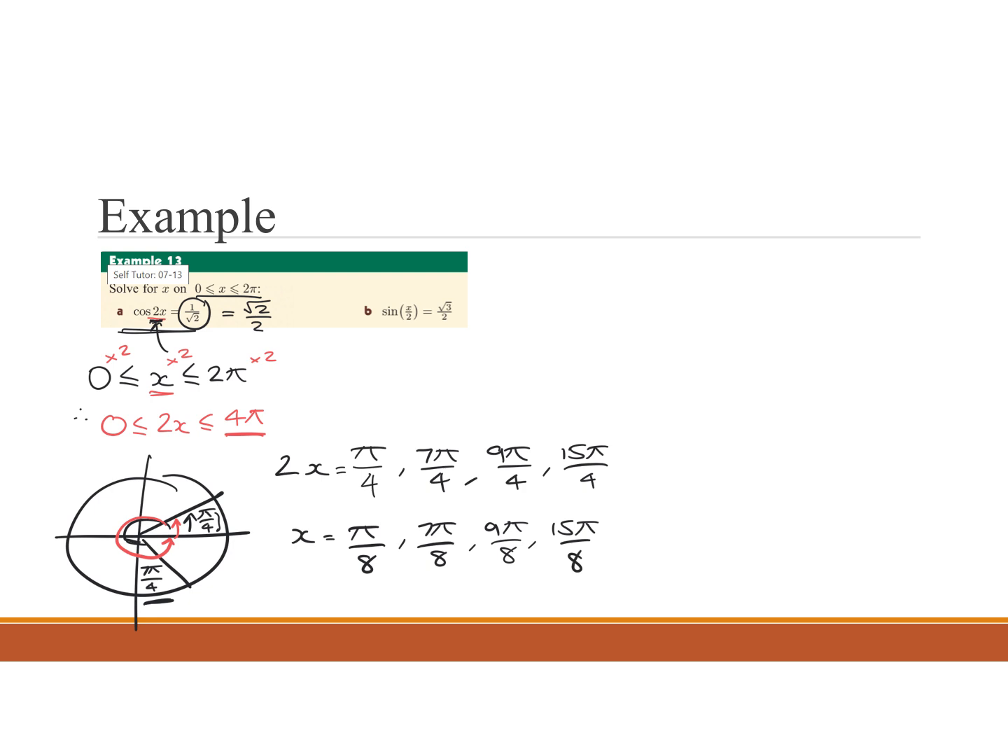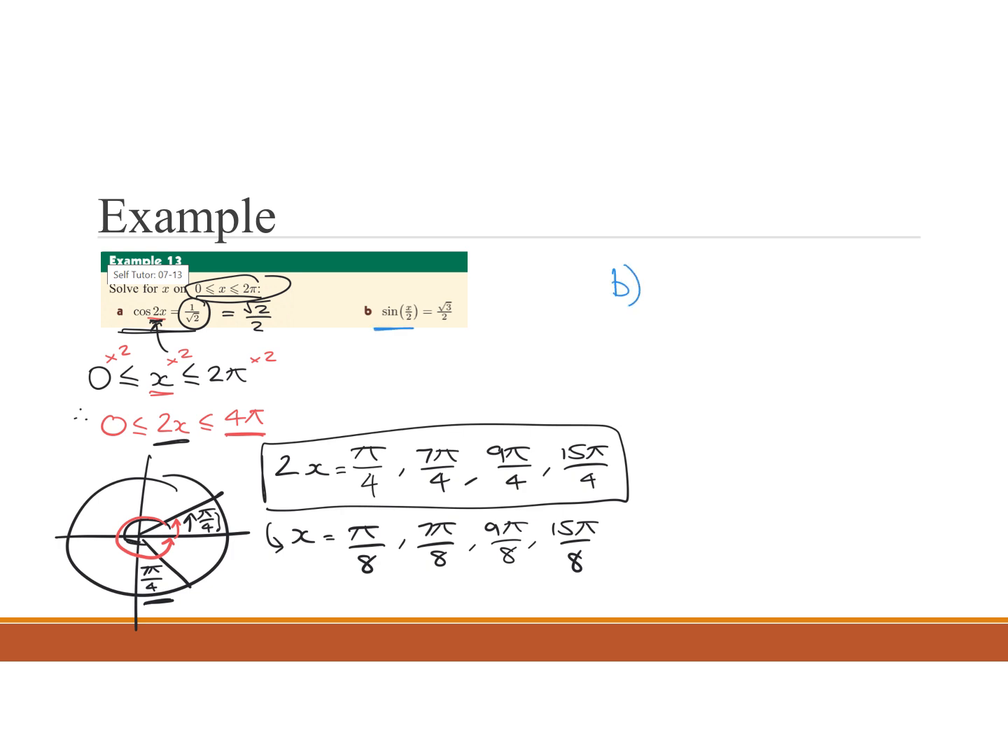Okay, so there's that little bit of an extra step there in this case where we have to change the domain to match the 2x. Then we get our solutions in terms of 2x, and then to get our actual solutions for x, we divide everything by 2 in this scenario. Okay, now let's use that same logic here to have a go at question B.